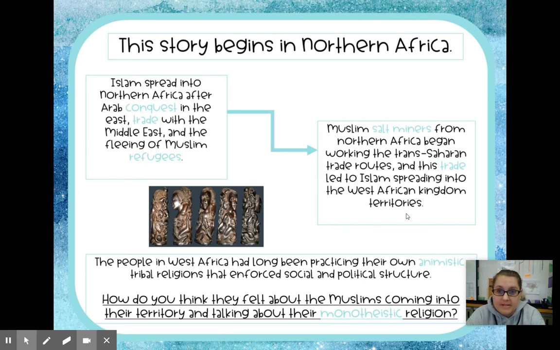All right, so those are the three ways that the Islamic religion came into North Africa from the Arabian Peninsula. Now, how did the religion get from North Africa to West Africa? Well, the main answer there is through trade, specifically through the salt miners. So the salt miners that were in Northern Africa began working the trans-Saharan trade routes. These were the trade routes that went across the desert, like in the video that you all saw about the salt mines. So this trade with the salt miners going back and forth allowed their religion to spread from North Africa to West Africa.